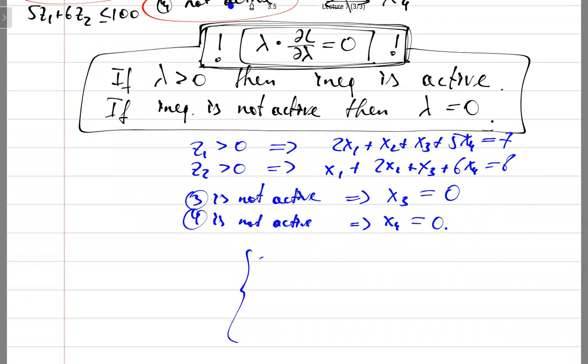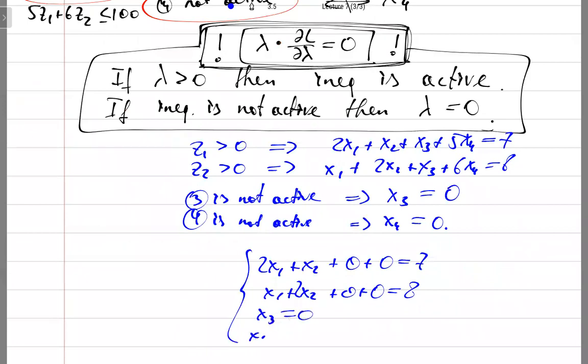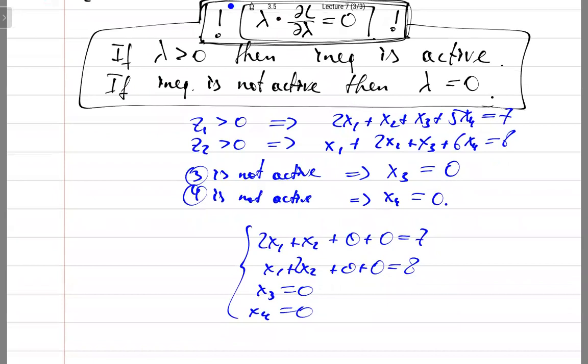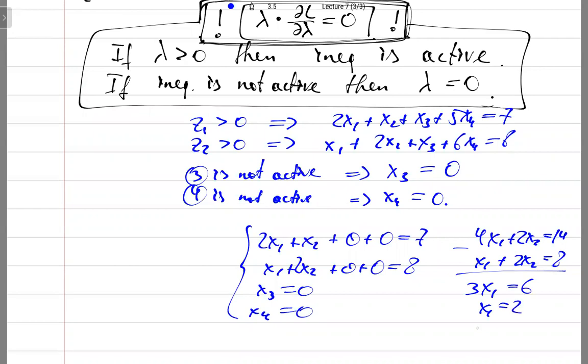Now, 2x1 plus x2 plus 0 is equal to 7. x1 plus 2x2 plus 0 is equal to 8. x3 is 0, x4 is 0. Bingo! I multiply by 2. I will have 4x1 plus 2x2 is 14. x1 plus 2x2 is 8. I subtract. I get 3x1 is equal to 6. x1 is 2.